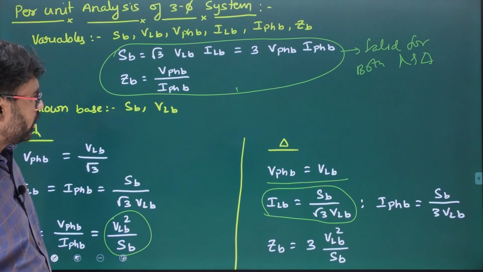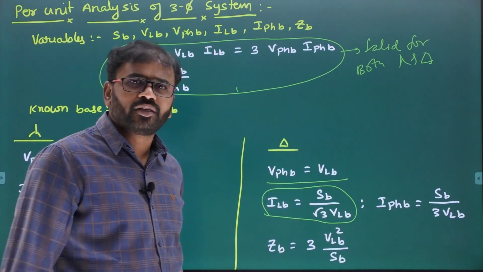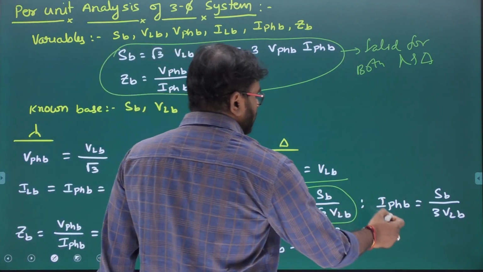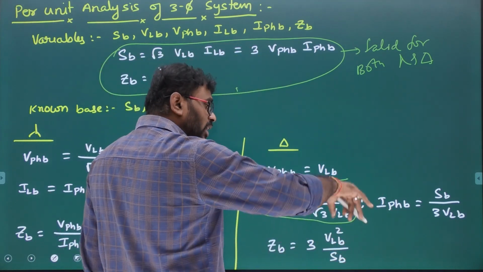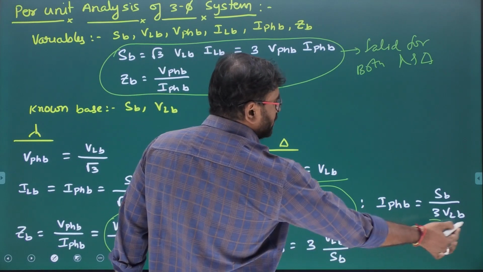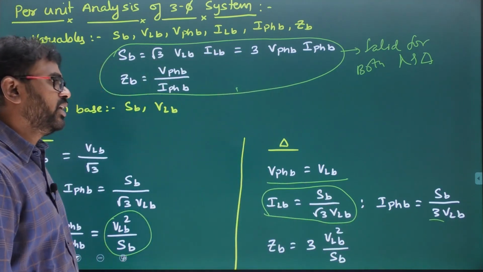Okay. And now what is I line base? S base by root 3 times V line base. What is I phase base? I phase base is I line base by root 3. So I line base by root 3 means S base by root 3 times the V line base by root 3. So that's why we get here 3 times S base by 3 times the V line base.